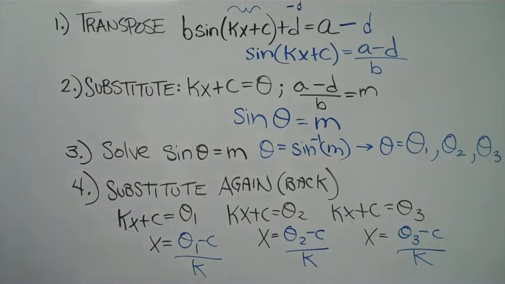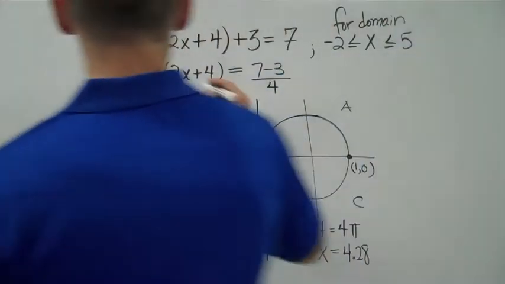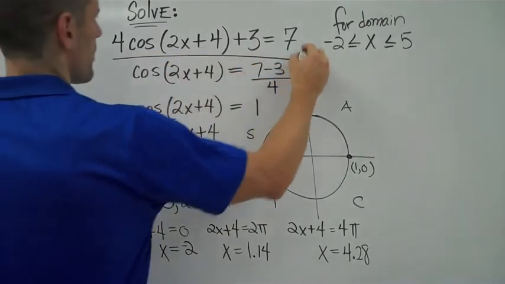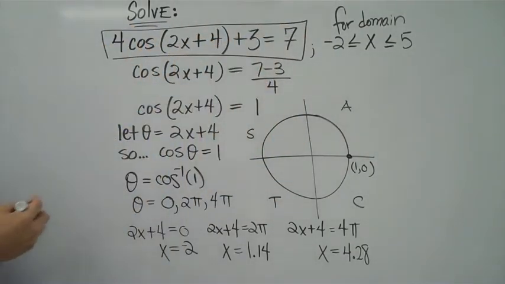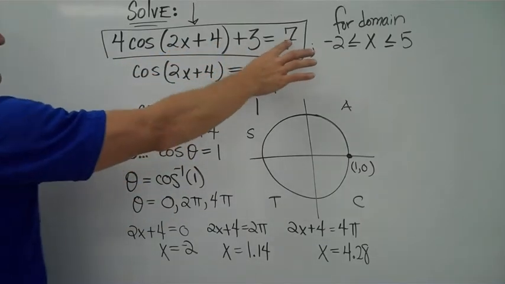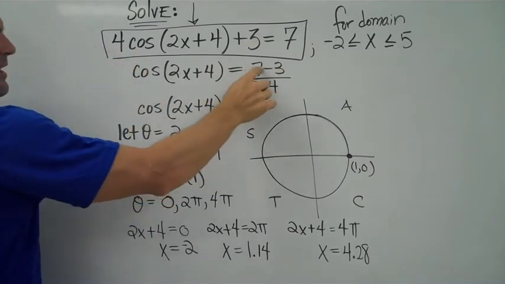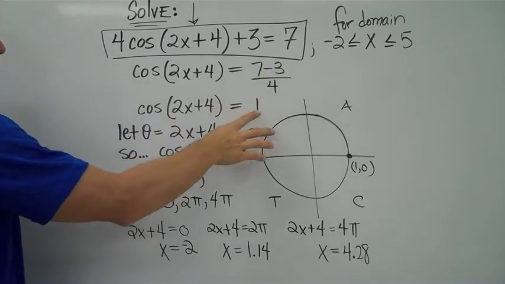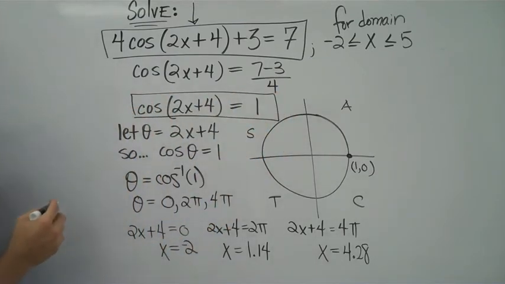Let's see how one of those works. Here is an example of one of these hard problems. Here is our problem: 4 cosine(2x + 4) + 3 = 7. This part makes it particularly hard, that we don't have just a theta or an x. We've got an algebraic expression in there. First step, subtract 3 from both sides, then divide by 4, so (7 - 3) over 4 gives me 1. I get cosine(2x + 4) = 1.